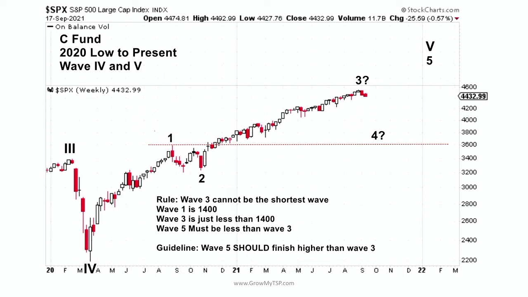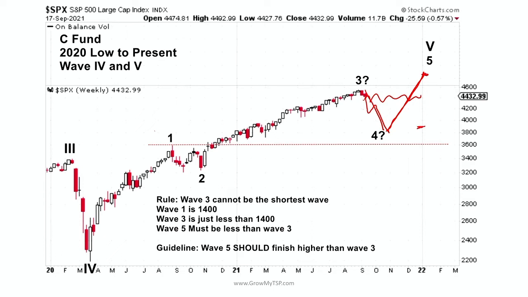So what that means is, wherever wave 4 ends up being, whether it's a sideways consolidation or this deep, sharp consolidation, theoretically it can't have more than a 1400 point move from the bottom of 4 to the top of 5.